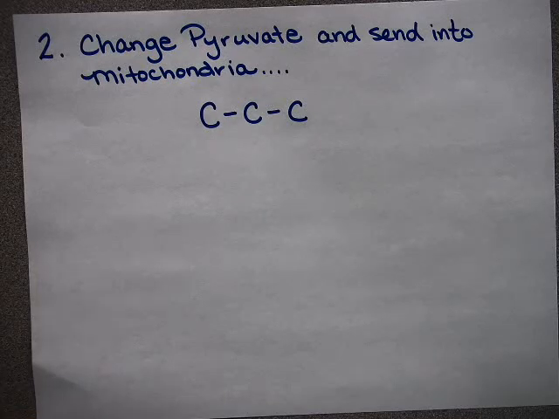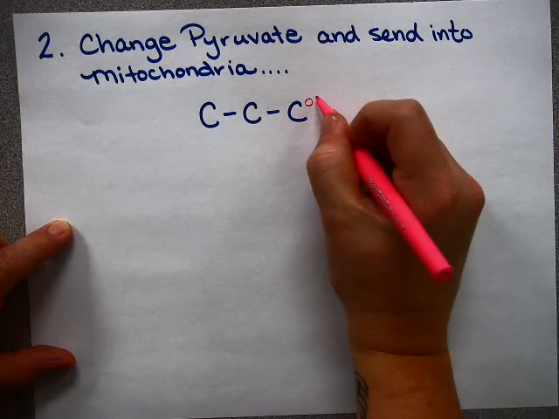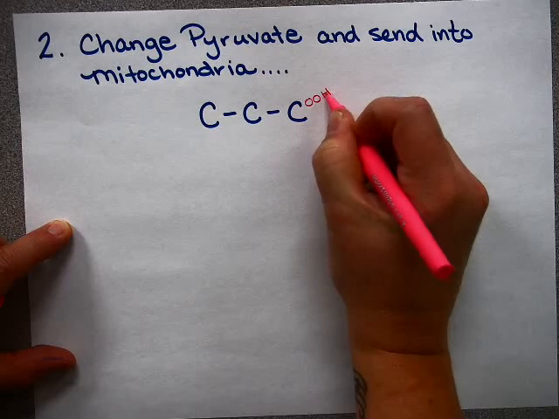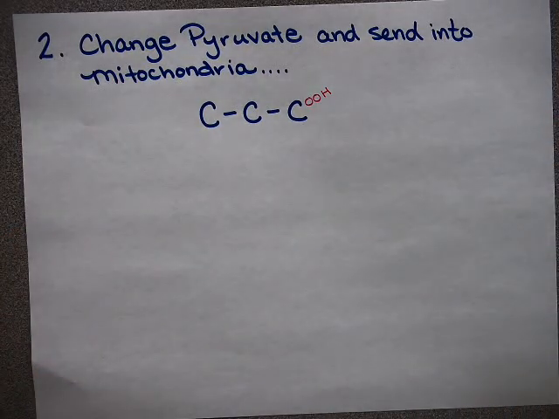So here's our pyruvate. We're going to modify it a little bit to get it ready to go to the mitochondria in the next cycle. And we continue to catabolize this molecule because we want to get H's. So one of the things we do is add a carboxyl group to it. COOH, recognize that?